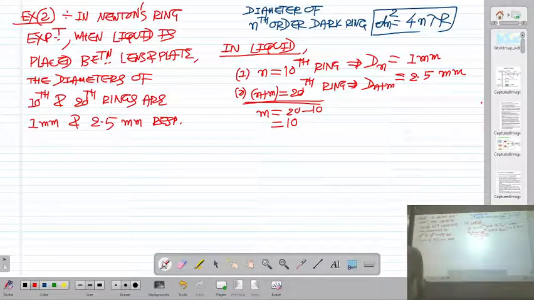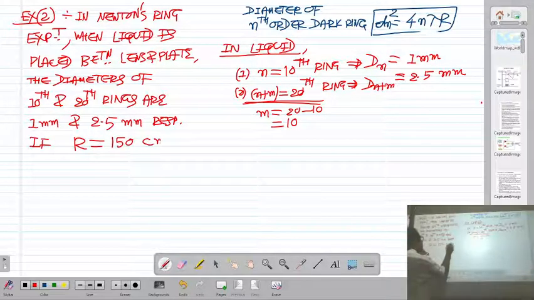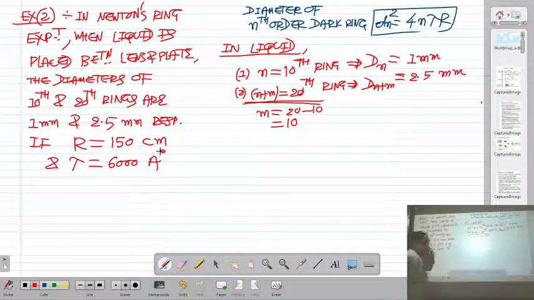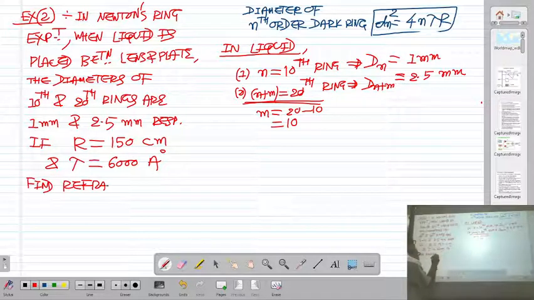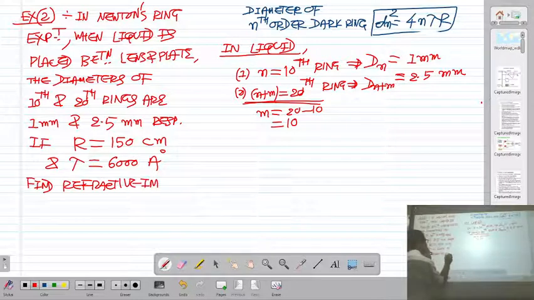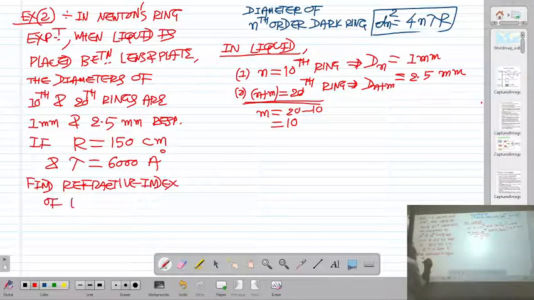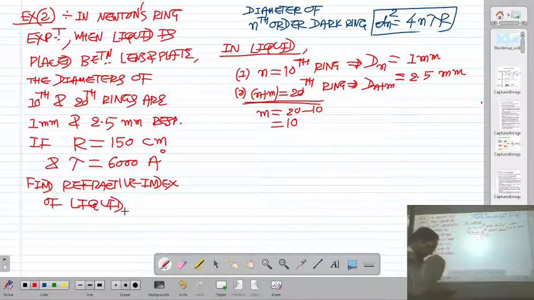If the radius of curvature of the lens is 150 centimeter and the wavelength of light is 6000 angstrom, find the refractive index of the liquid. Right? So this is the example which we have to solve.